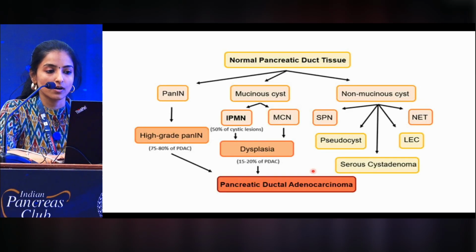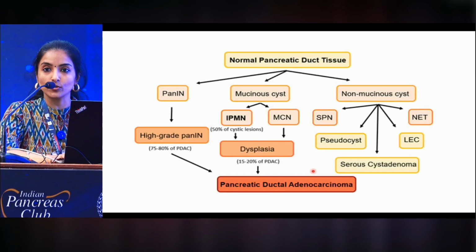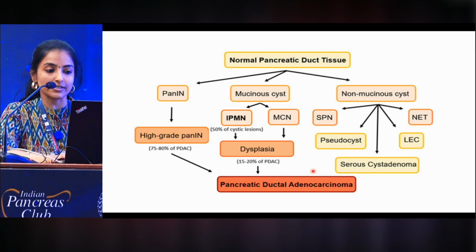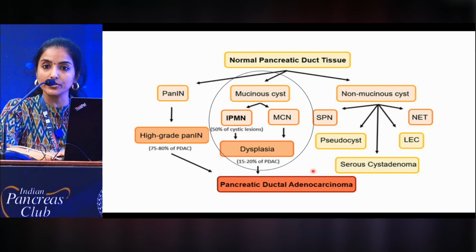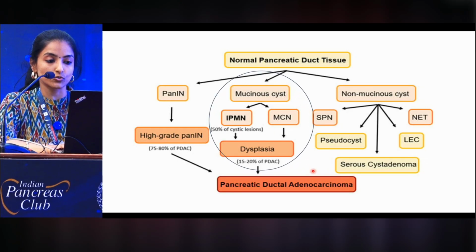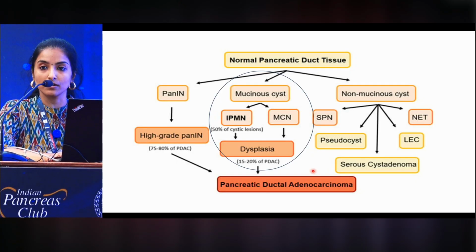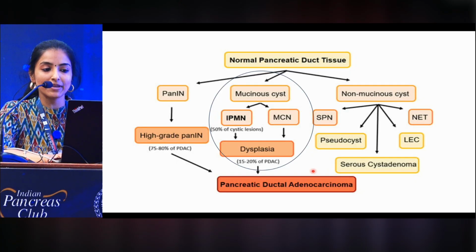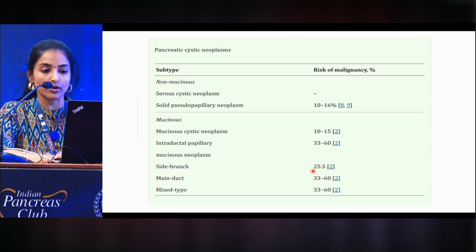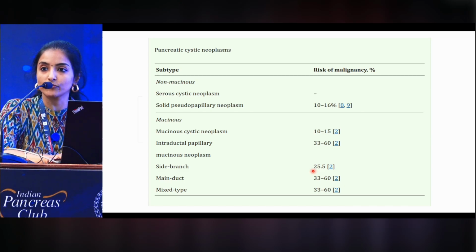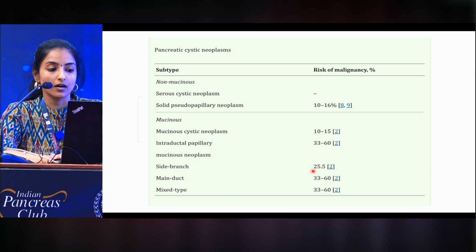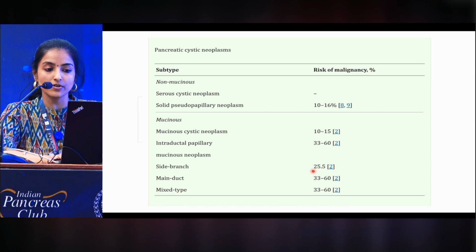As we know, IPMN and mucinous cystic neoplasm together are the two cystic neoplasms which have a tendency to go into adenocarcinoma through its route of first developing a dysplasia. So now what makes IPMN slightly different from MCN? The risk of malignancy in mucinous cystic neoplasm is somewhere between 10 to 15%, whereas in IPMN it could range anywhere between 33 to 60% depending on the type of IPMN it is.